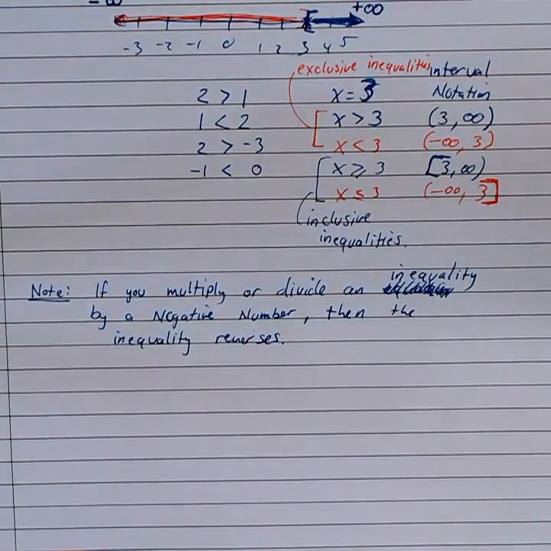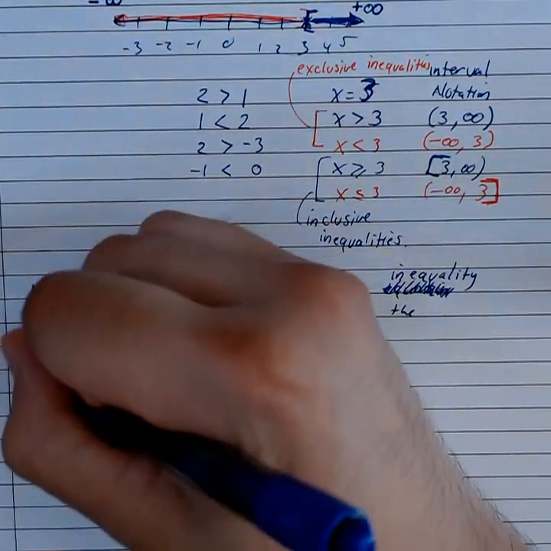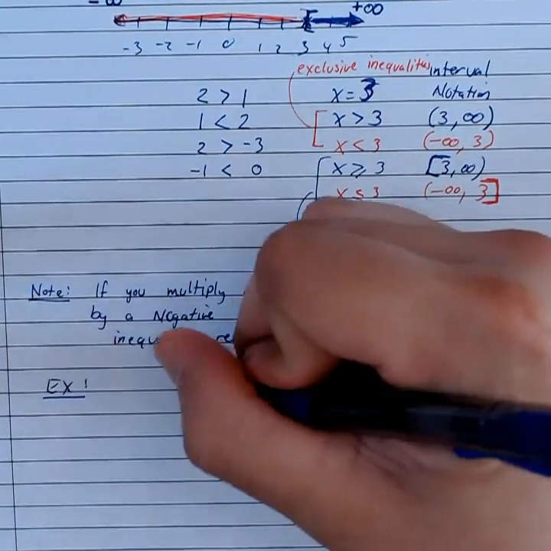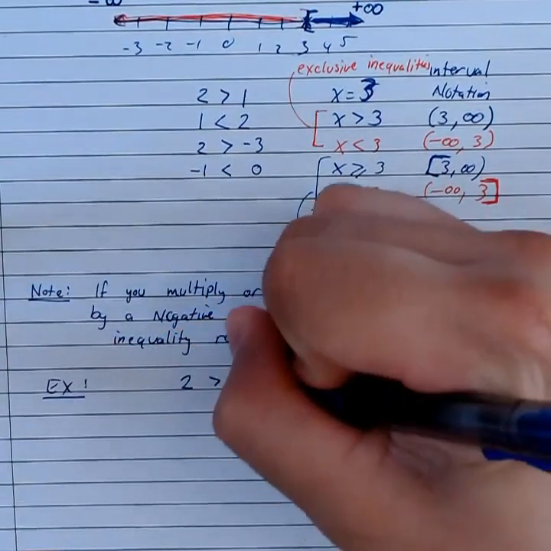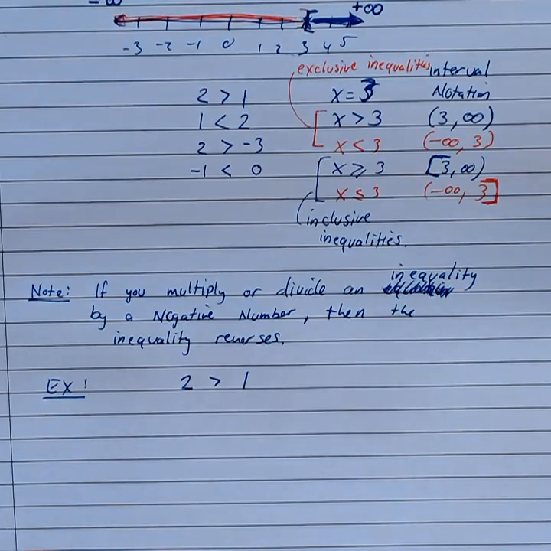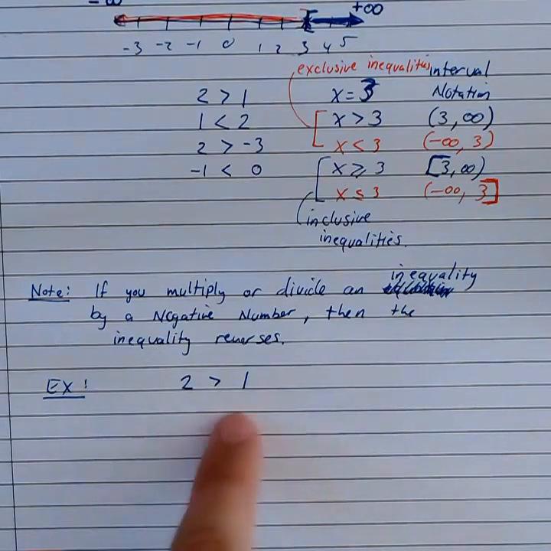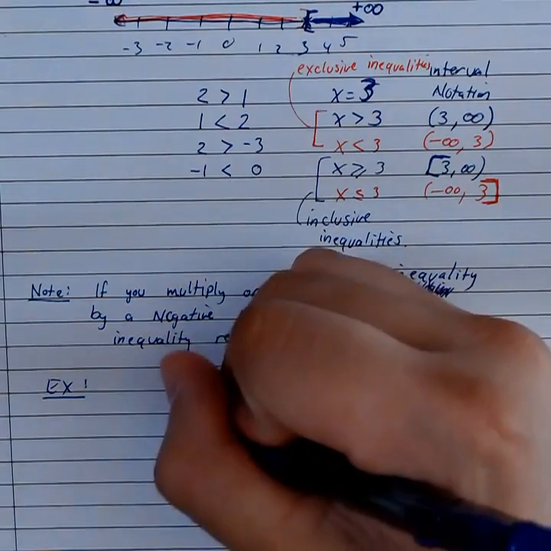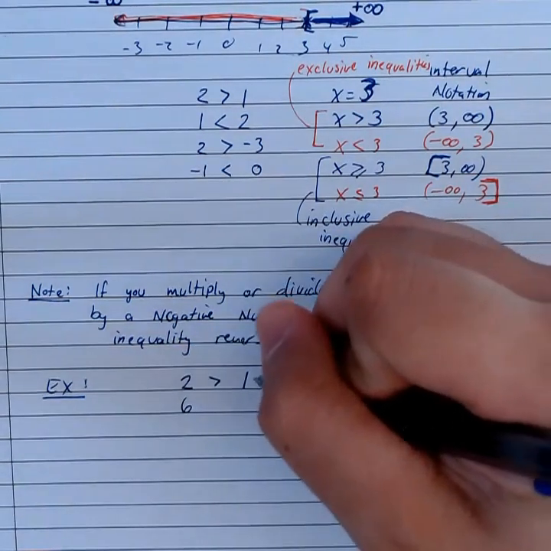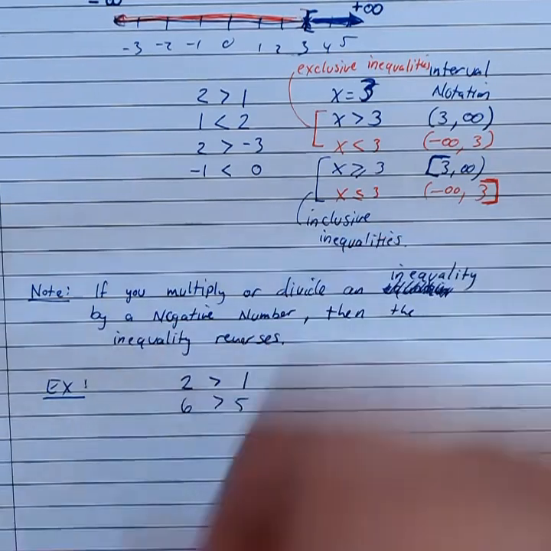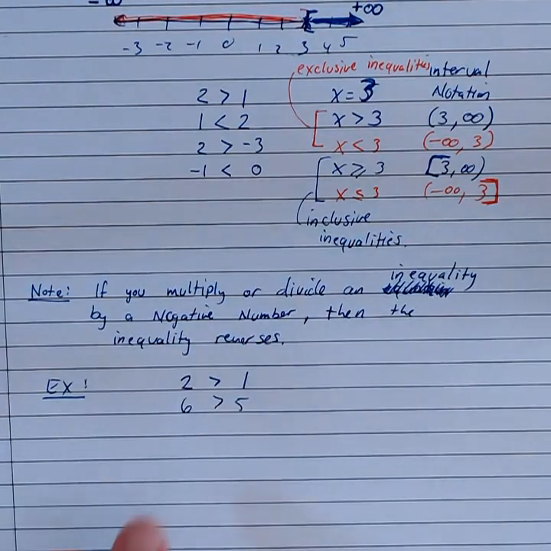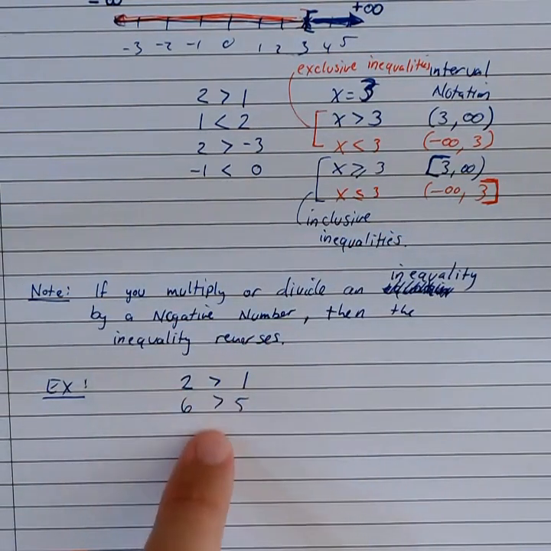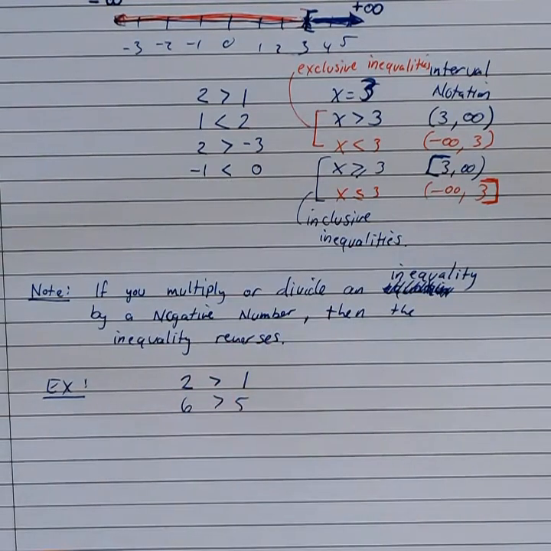You can see that very simply with just a regular number. Let's say I start off with 2 is greater than 1. Let's say I add something to both sides of this inequality. Let's say I add the number 4. Well, 2 plus 4 is 6, and 1 plus 4 is 5. Well, that's still greater than. So if I add something to both sides, the inequality stays the same.